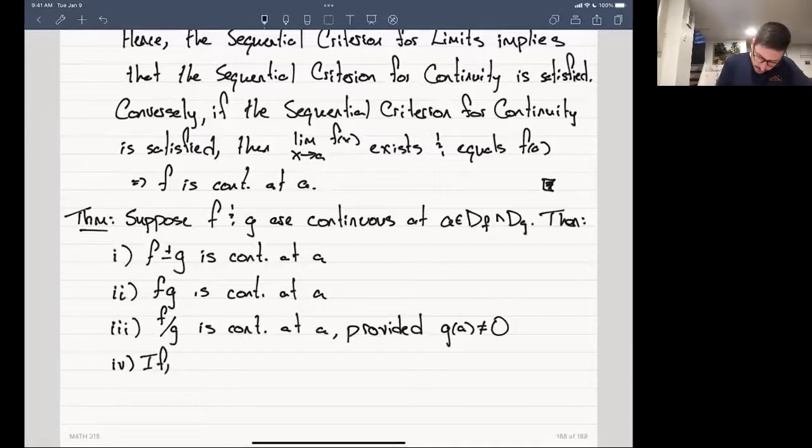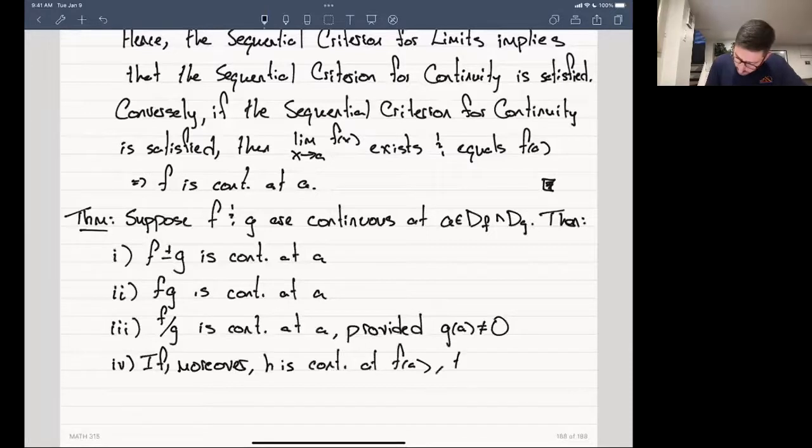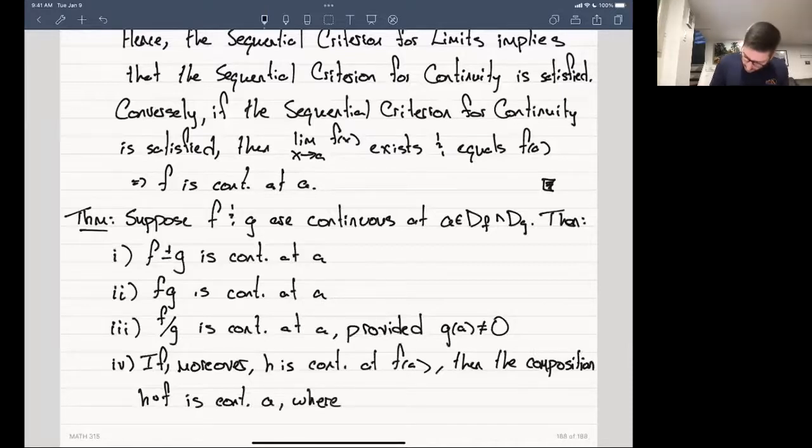So if, moreover, h is continuous at f(a), then the composition, denoted h∘f, is continuous at a. Remember, this is you evaluate h at the value of f(x). And again, just so you know, this notation means h(f(x)).